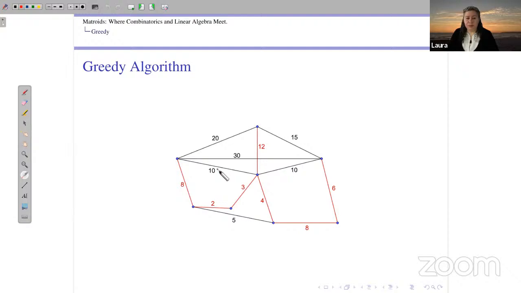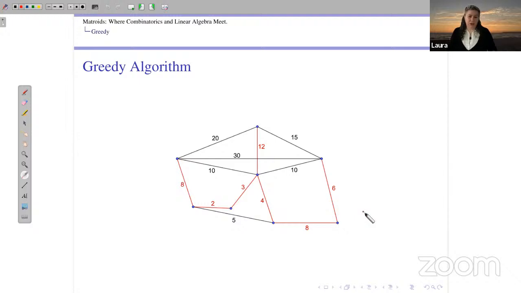The next cheapest roads would be these tens, but of course, they create what we know is called a circuit in the graph or a cycle in the graph. So we would not use these tens. We use the 12. And at this point, we notice that now all of the villages are in fact connected. And we can stop. We have found our solution.